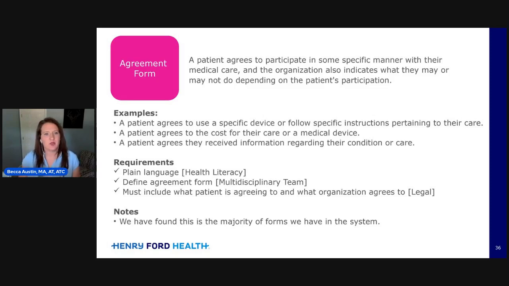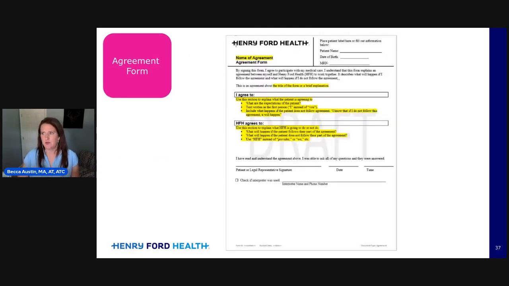And so again, some of the requirements our team worked on: that plain language, the team that we worked with came up with a way to define agreement. And then we must include what the patient is agreeing to and what the organization agrees to from a legal perspective. So let me show you what that template looks like.